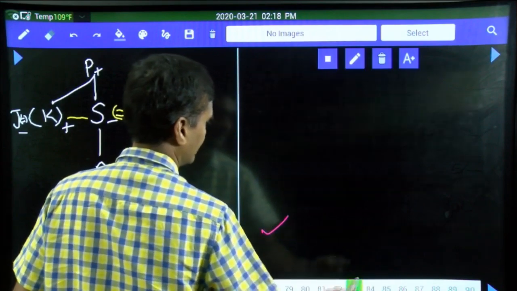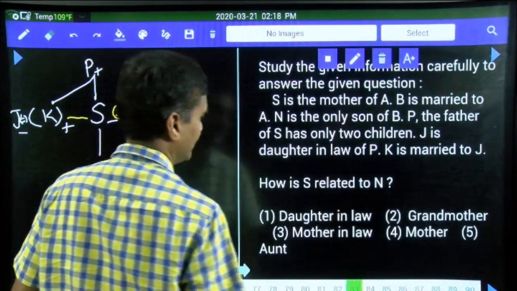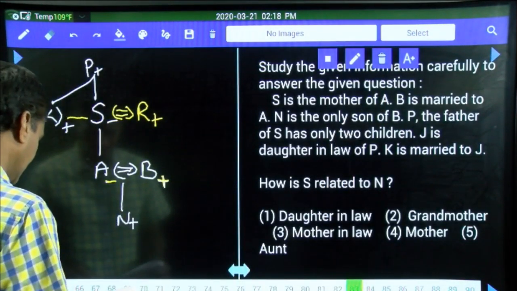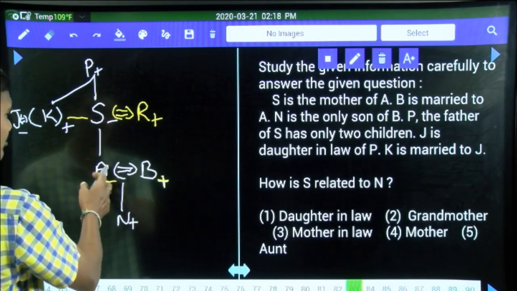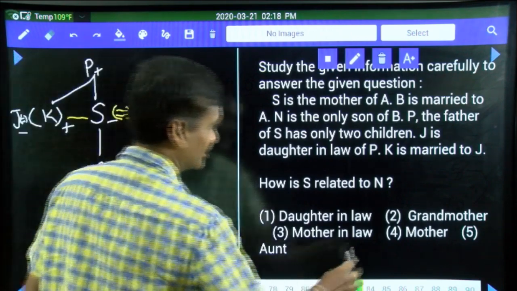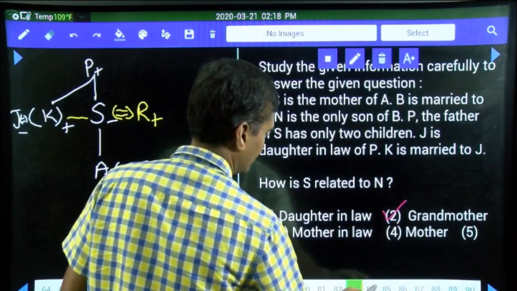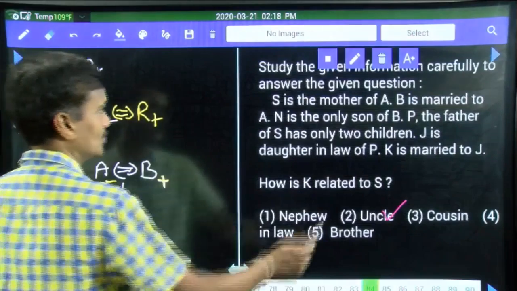Then 83. What about question number 83? How is S related to N? N's parent's mother. Parent's mother is grandmother. Grandmother, that is choice 2, for 83.